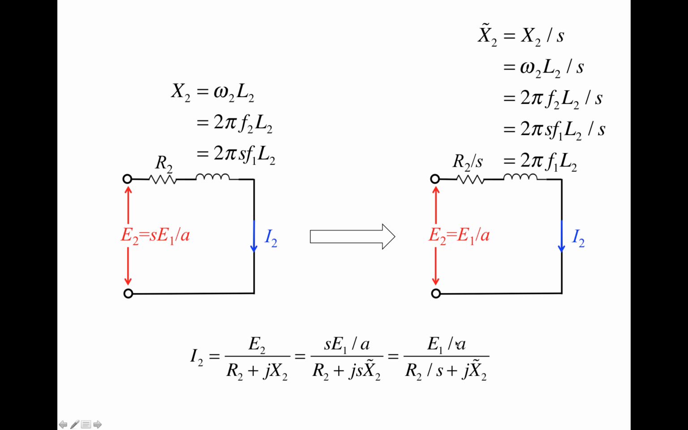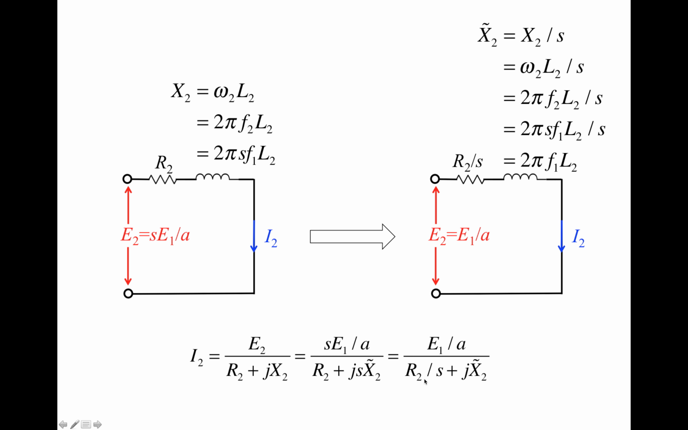So E1 divided by A is what? E1 divided by A is the open circuit voltage, right? We have accounted for the turns ratio now, but we have also removed the effect of the rotation caused by slip. So the voltage here doesn't have a slip term in it anymore, and that's E_OC basically, the open circuit voltage.